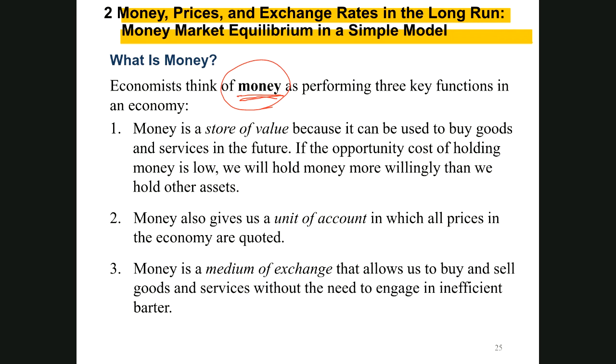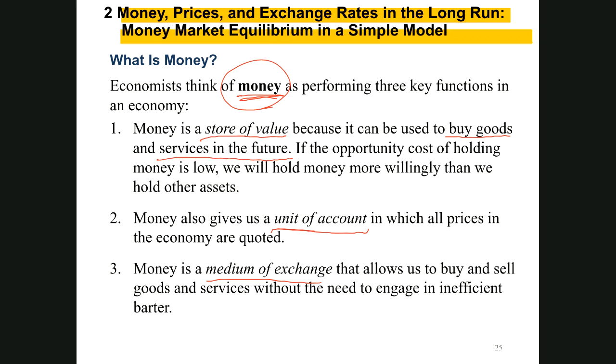In the classical macroeconomic books, it will tell you money has three key functions. One is the store of value, one is the unit of account, and one is the medium of exchange. Store of value means what? You use it to buy goods and services in the future, right? So you can save it into your deposit account, your saving account, right?